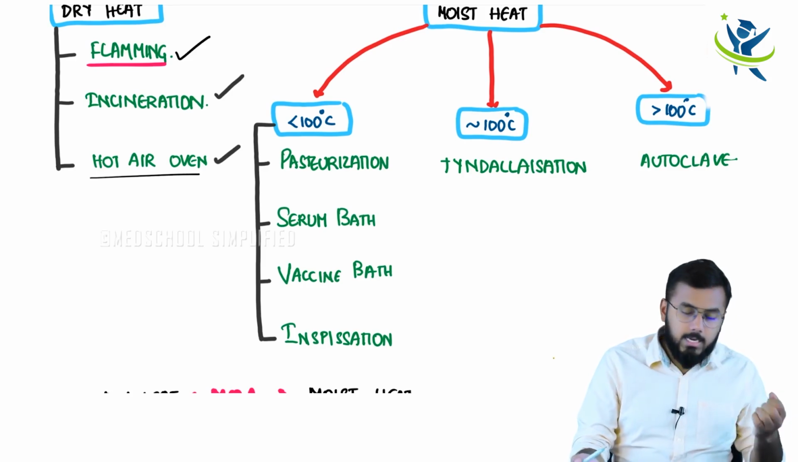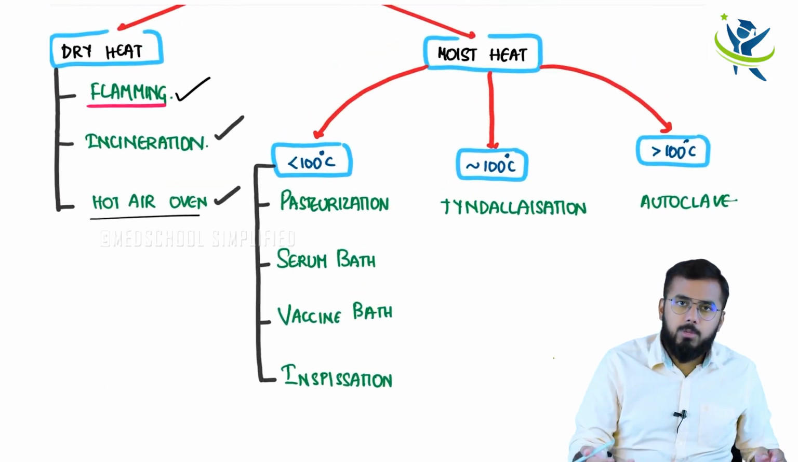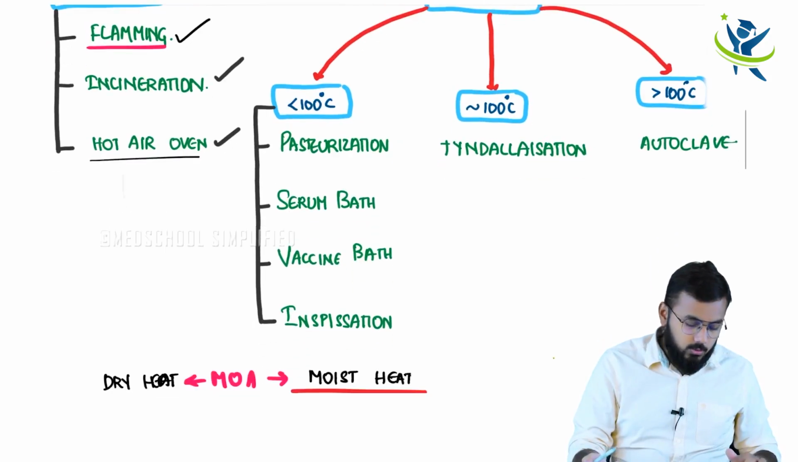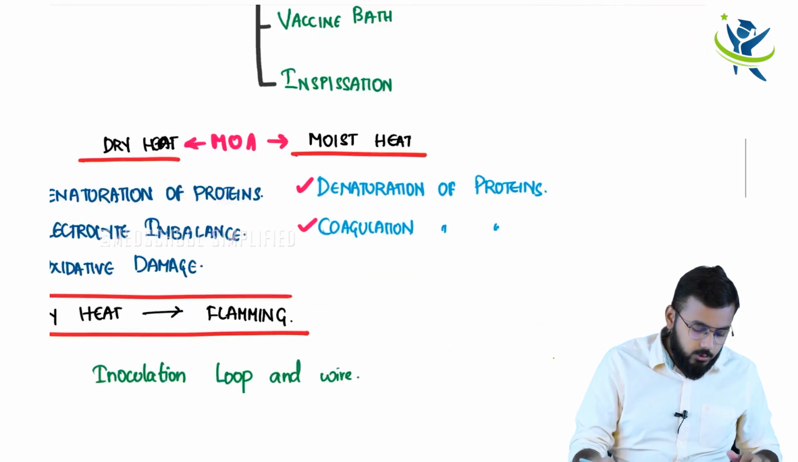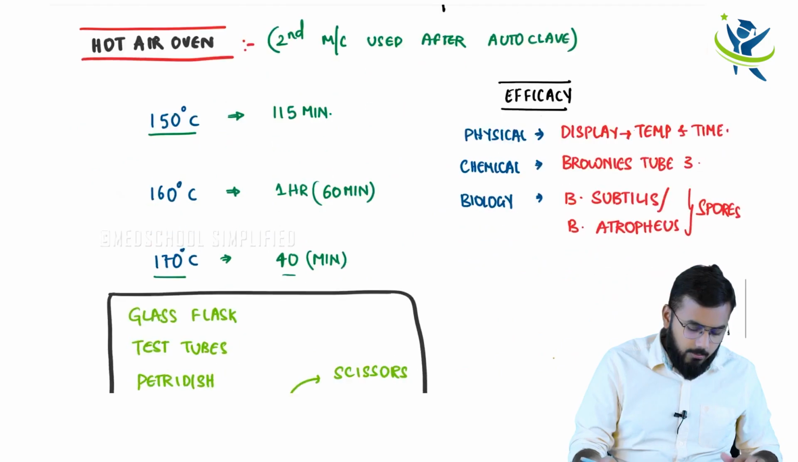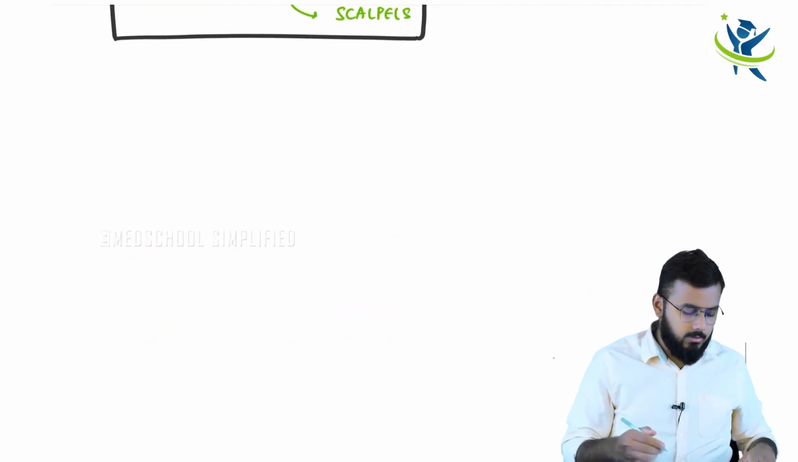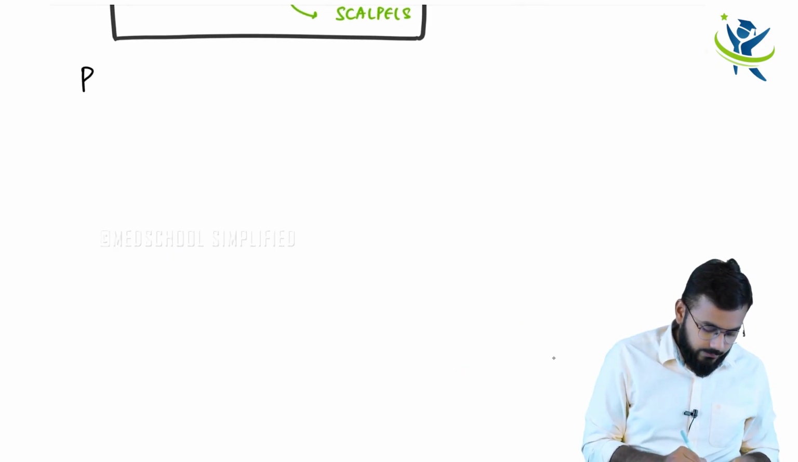So if you are using less than 100 degrees, there are different methods where you use a moist heat of less than 100 degrees to sterilize and disinfect. One is pasteurization, serum bath, vaccine bath, as well as incineration. When it comes to pasteurization, I have already talked about this in previous lectures, but anyways, let us discuss it again.